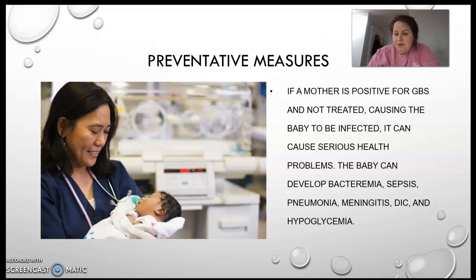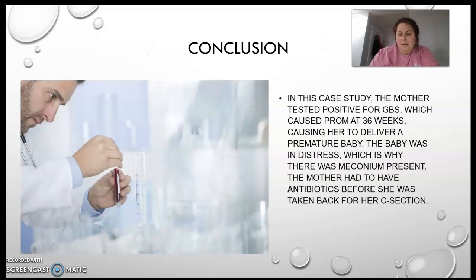If a mother is positive for group B strep and not treated, it can cause all kinds of issues with the baby. It can lead to meningitis, sepsis, pneumonia, DIC, a host of other issues. All mothers are tested for group B strep, usually between 34 to 36 weeks.